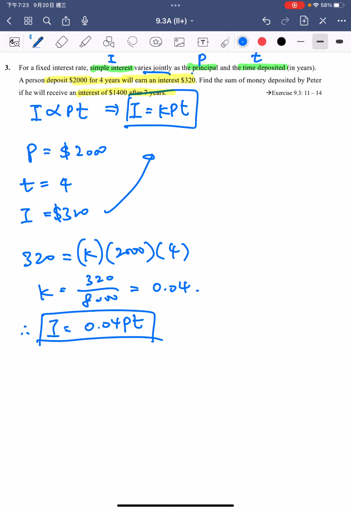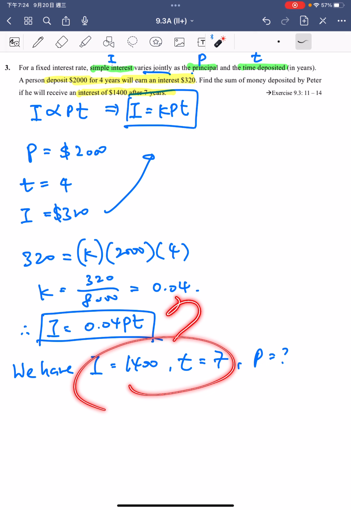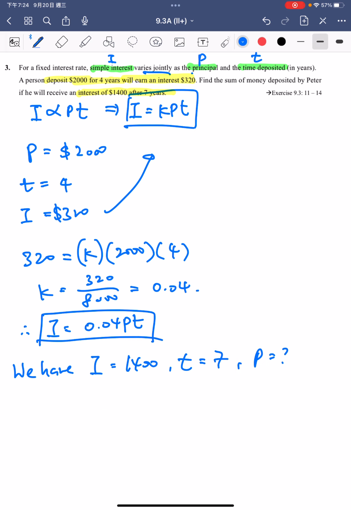Now the condition says that the interest is equal to 1,400 after 7 years. So which means that we have I equal to 1,400, the time deposit is equal to 7, and what is the value of P? We just substitute these two values back into this equation, then we can find the value of P. So I is equal to 1,400, which is equal to 0.04, the principal is something that we want to find, T is equal to 7.